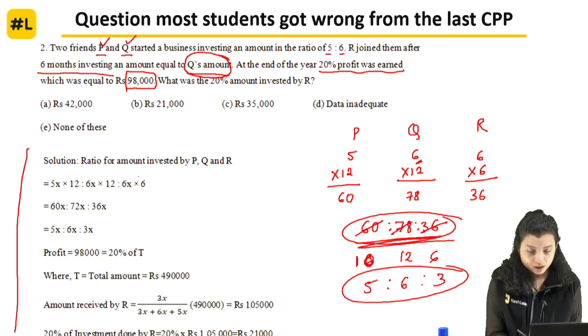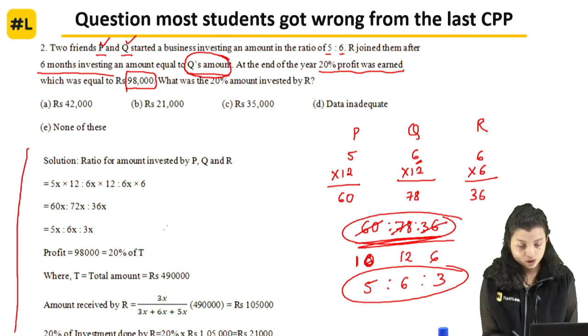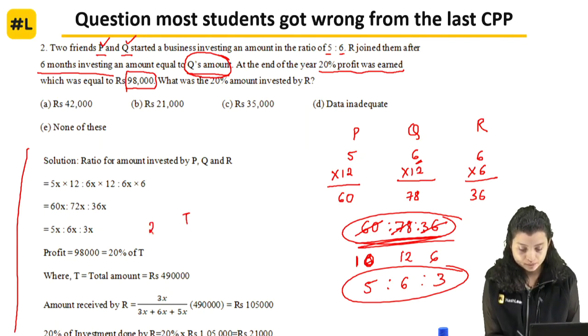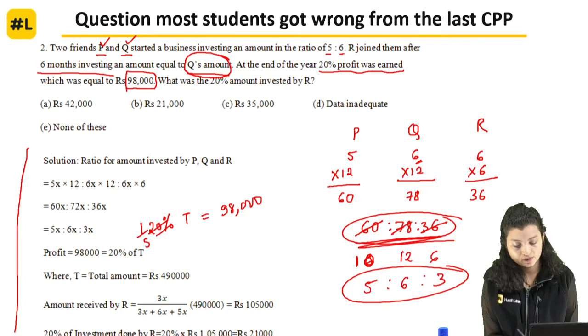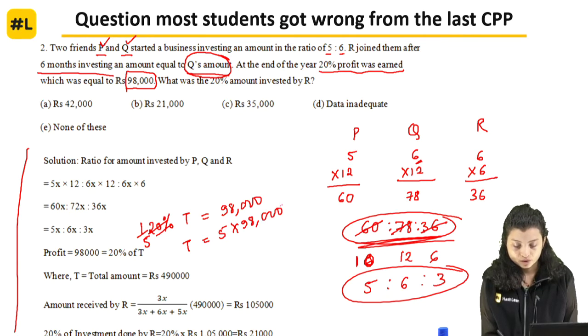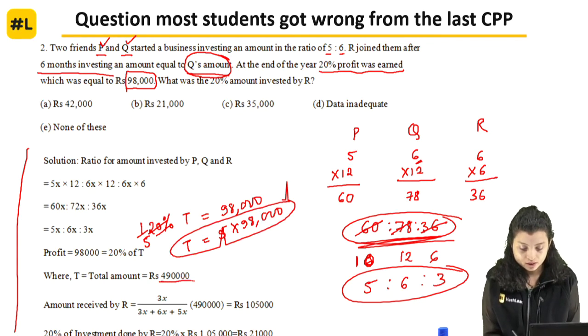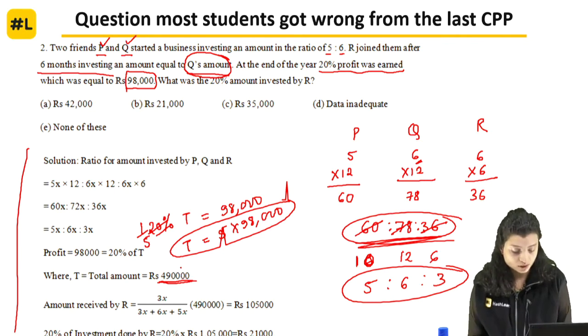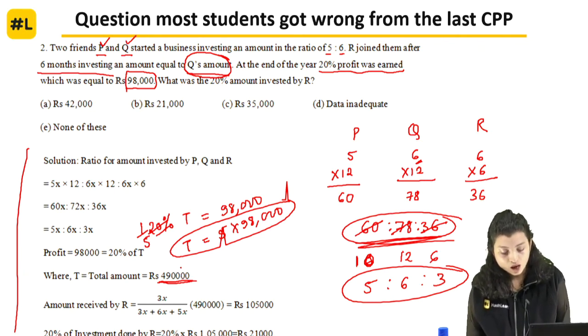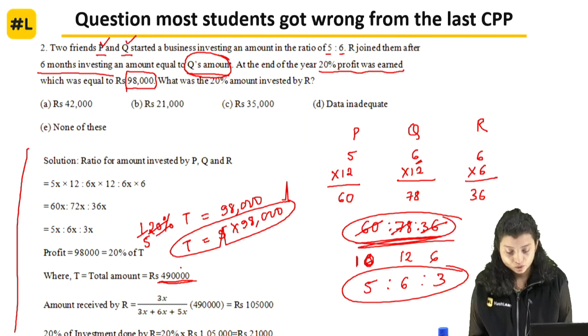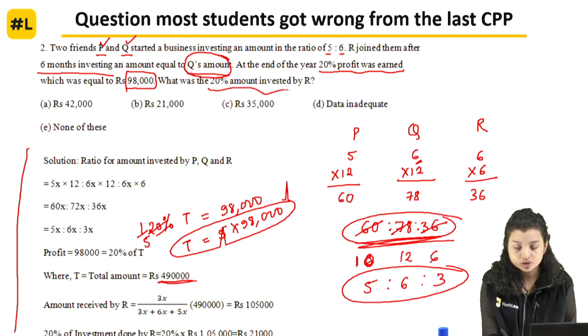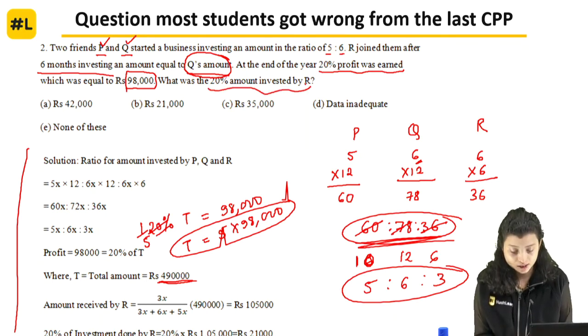What they are saying is that 20% of total profit is equal to 98,000. So what does it mean? 20% means how much? 1 by 5, correct? So total profit T is equal to 5 into 98,000. So you will get the total amount as 4,90,000, right? And now what they are asking you, how much R received? Okay, we need to find 20% of R's share, but let's find how much R received first.